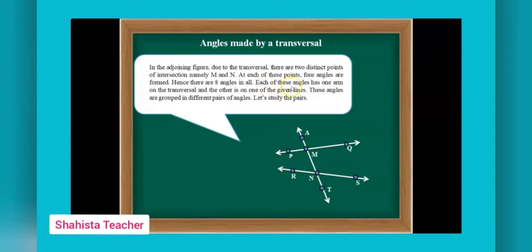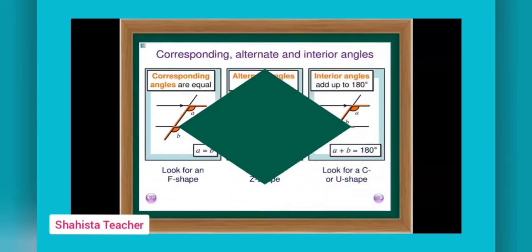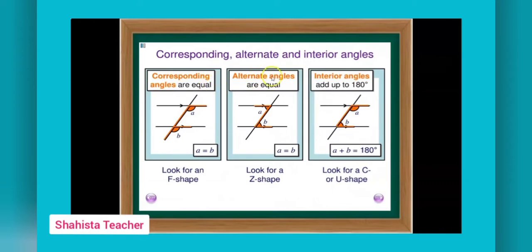Each of these angles has one arm on the transversal, and the other arm on one of the given lines. The transversal arm carries 180 degrees. These angles are grouped in different pairs of angles. Let's study the pairs: corresponding angles, alternate angles and interior angles.